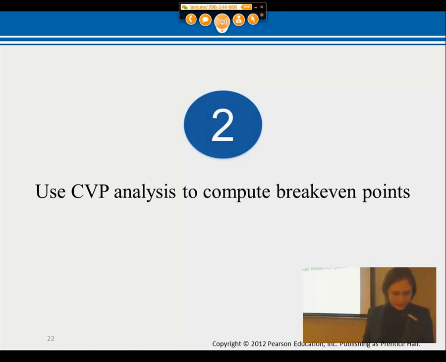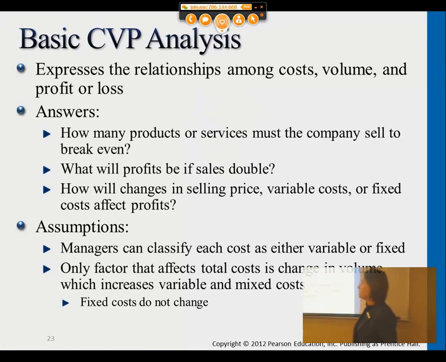So what is CVP and what is it? CVP stands for cost, volume, profit. So you're going to do some analysis to figure out what are these three components. What is the cost, what is the volume, and what is the profit? So the analysis expresses some relationship, right? And profit is not always profit. It can be loss.